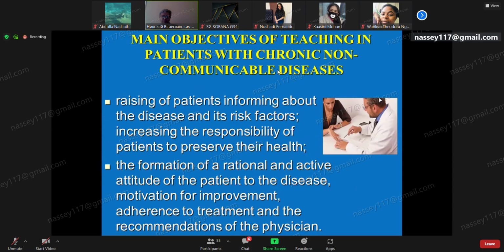As for the main objectives of patients' teaching in patients with chronic non-communicable diseases, there are raising patients' information about the disease and its risk factors, increasing the responsibility of patients to preserve their life, formation of a rational and active attitude of the patient to the disease, and motivation for improvement, adherence to treatment, and the recommendations of their physician.